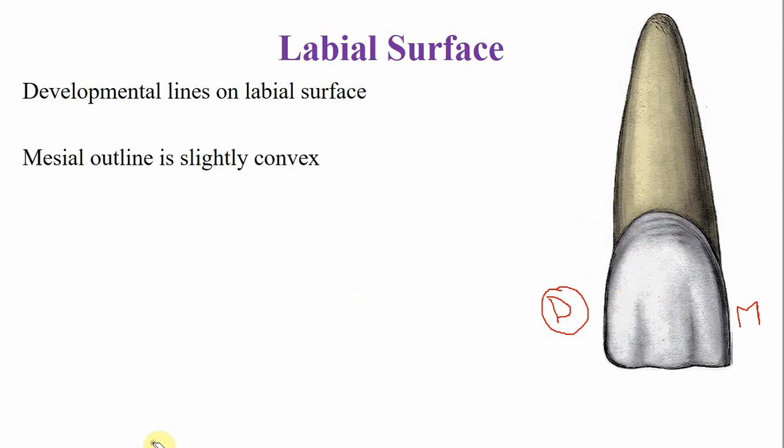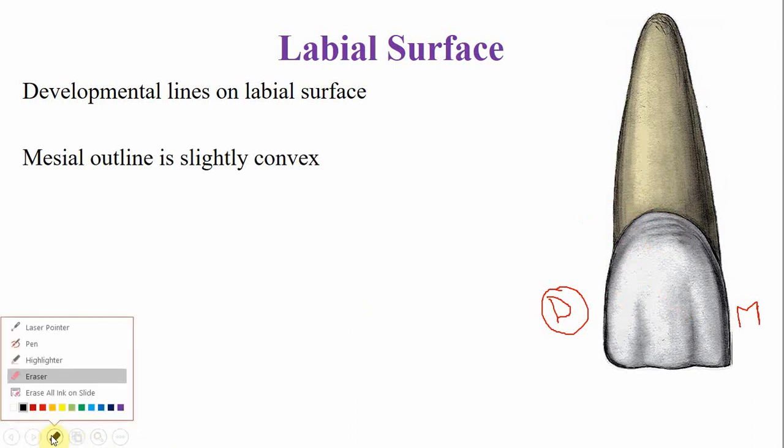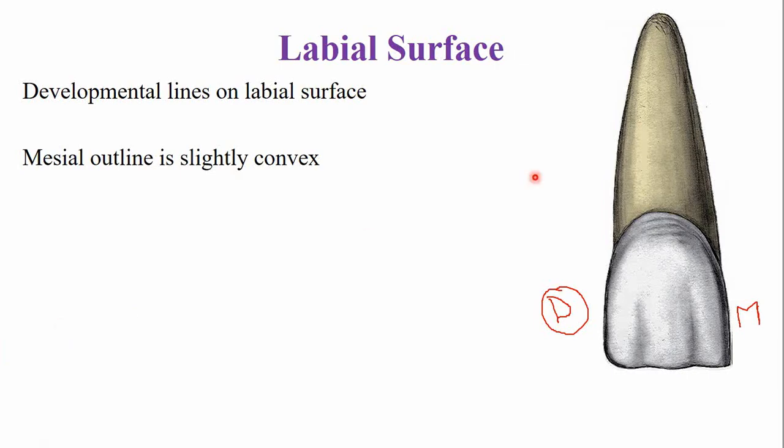So the mesial outline of the crown and the root is nearly straight or slightly convex. This is the mesial outline of the crown and the root. If you see the distal outline, it is more convex, or more rounded, if you compare it with the mesial outline of the tooth. Overall, the incisal surface is nearly straight.